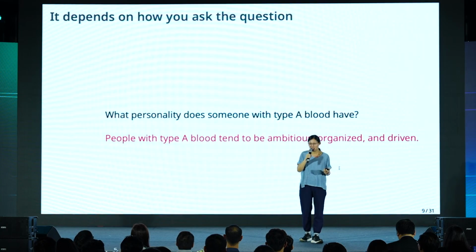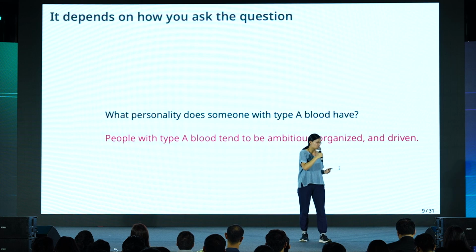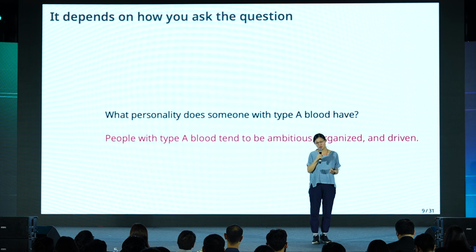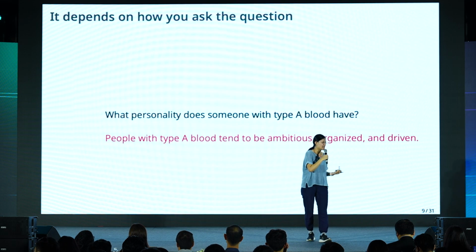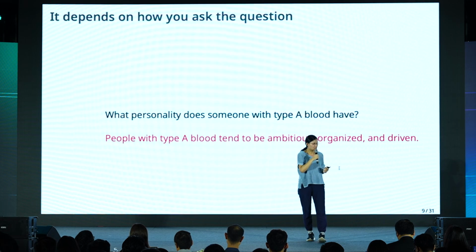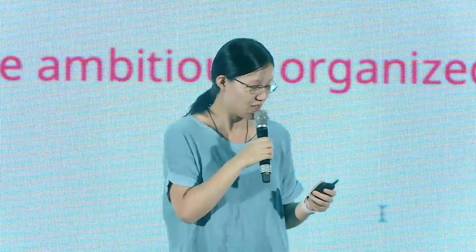But at the same time, from our experience using these ChatGPT models, we also see that the model's answer depends a lot on how you ask the question or how you write the prompt. So if instead we write the question as, what personality does someone with type A blood have, which has this implicit assumption that there is some relation between blood type and personality, then the model could give you a false answer. So what is going on here?